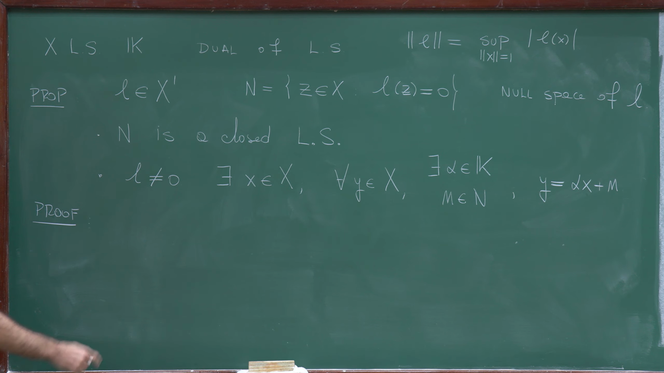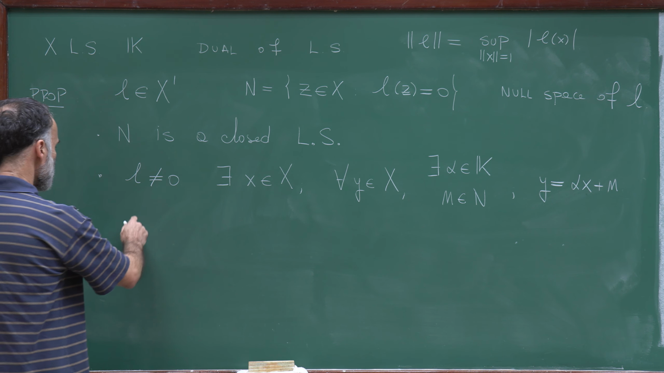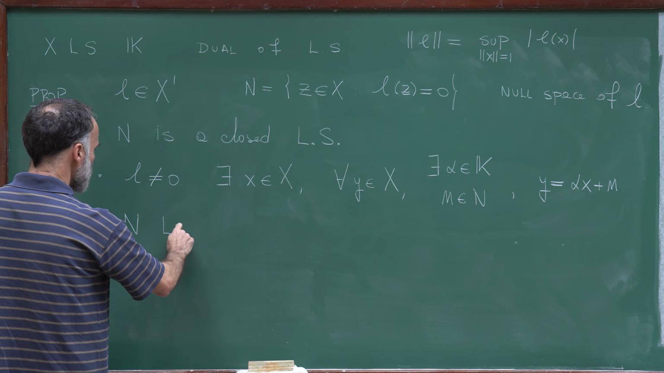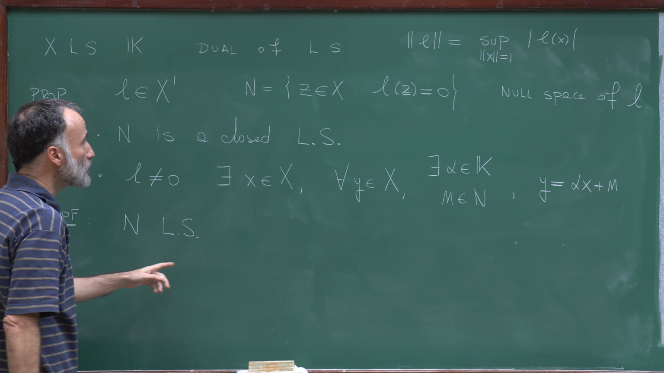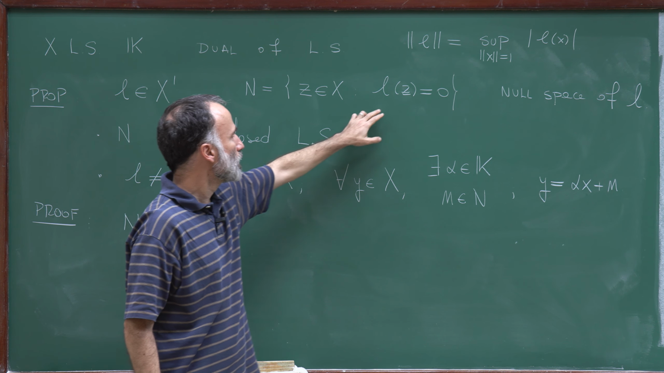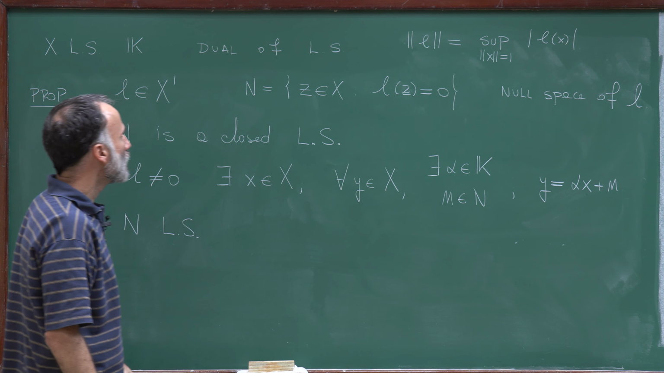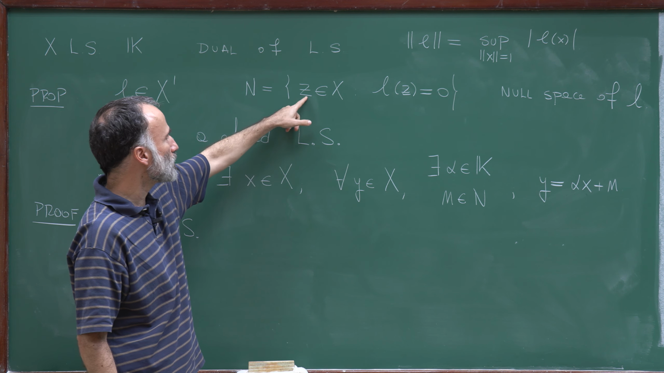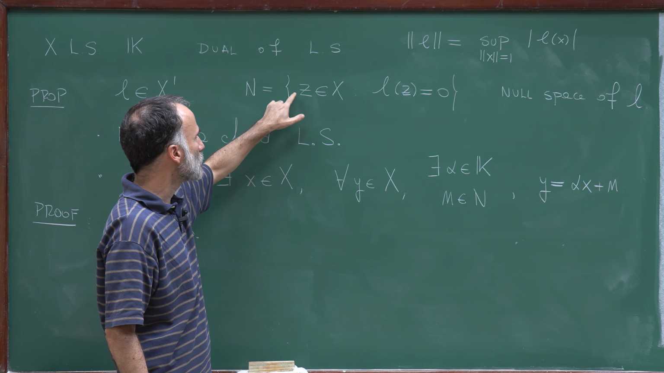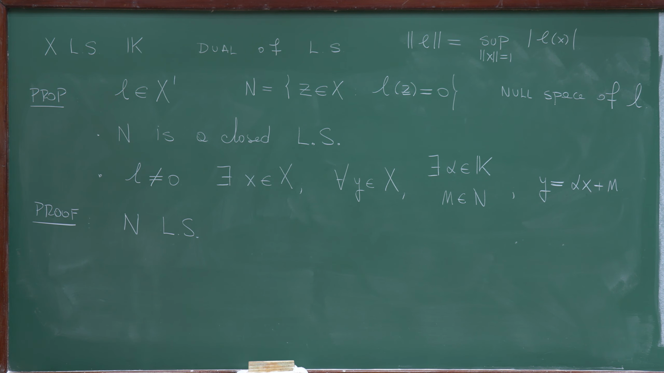So that N is a closed linear space. Well, first, that N is a linear space. It's very easy. You take two elements in the null space, Z1 and Z2, they are sent to 0, so the sum by linearity is also sent to 0. And the same thing if you multiply an element of the null space by a scalar, the scalar times this element will be sent to 0. So N is clearly a linear subspace.